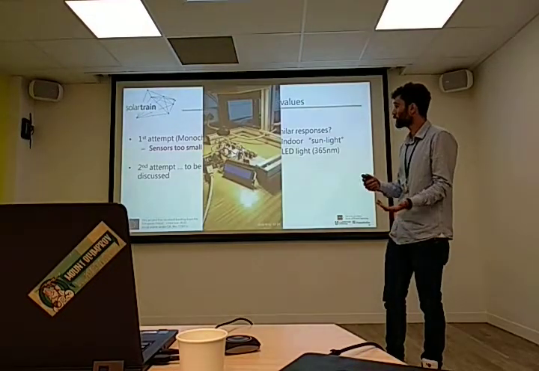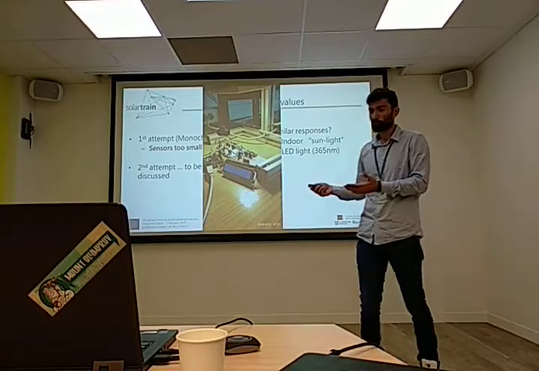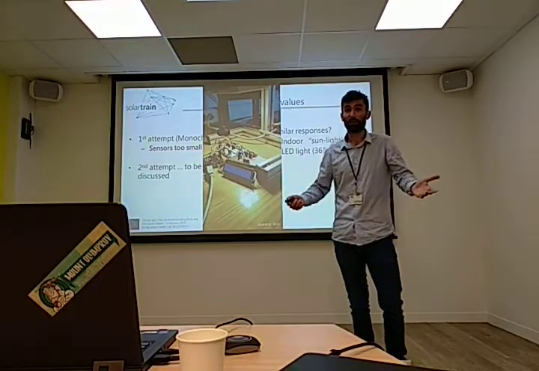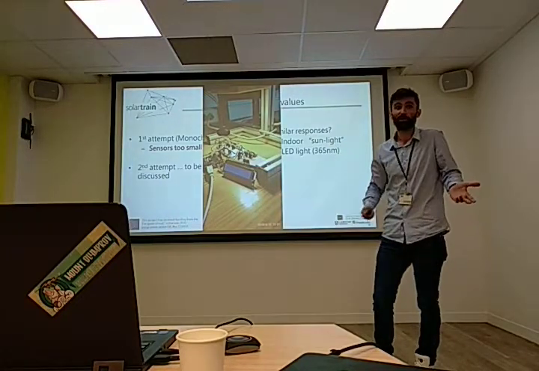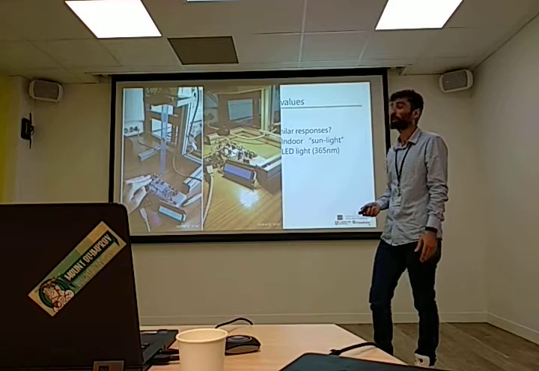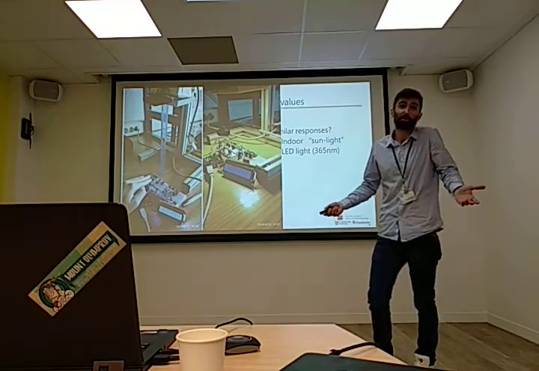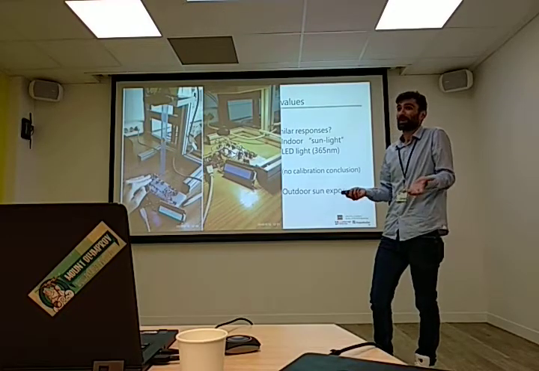So what I did was I was trying to understand if these sensors make any sense at all in the beginning. So I just exposed them to a halogen lamp. They were responding quite logically. And then I exposed them to a UV LED light. They were also responding some way, but the numbers they were giving were weird.